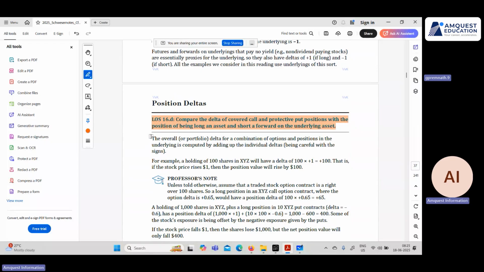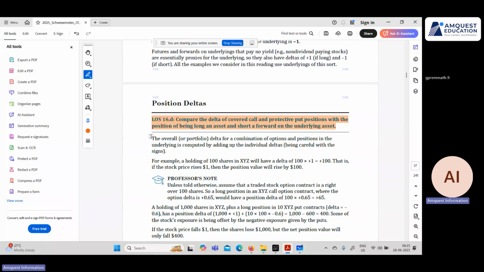For example, a holding of 100 shares in XYZ will have a delta of 100 into 1. Hold on. So holding 100 shares basically means you're long. Okay, so your delta would be 100 shares multiplied by +1 because you're long. So the price increases by $1, the position will increase by $100. Makes sense.